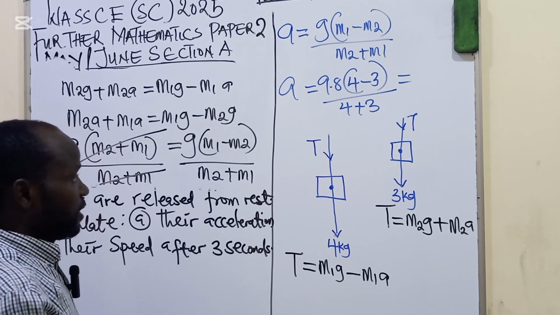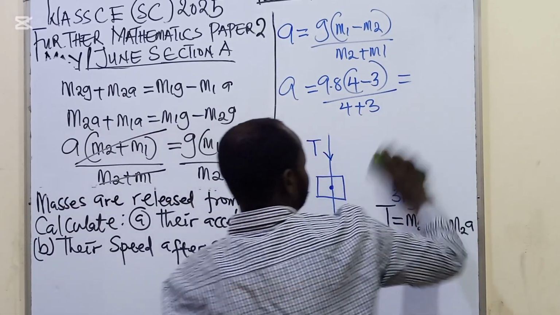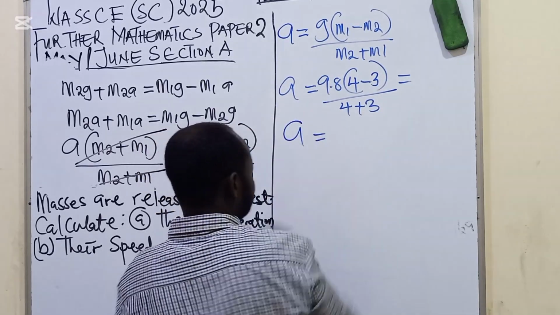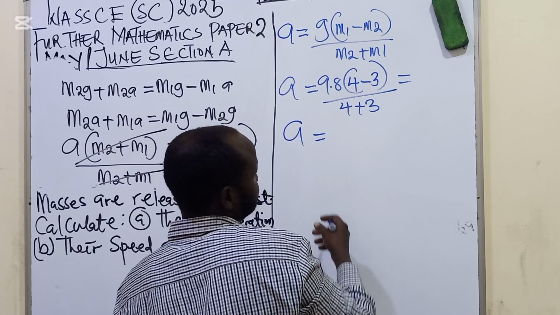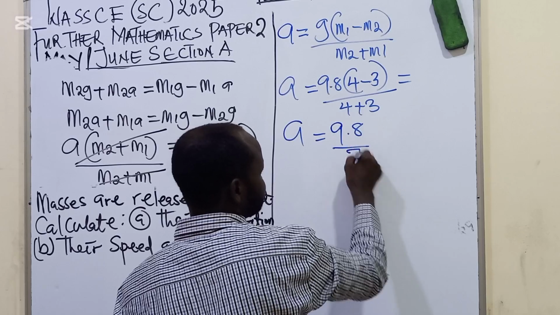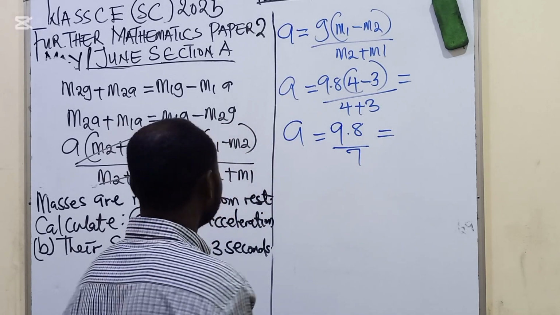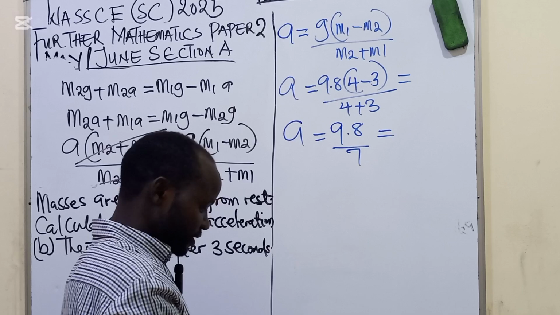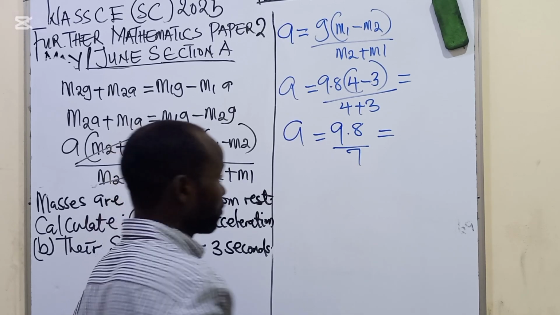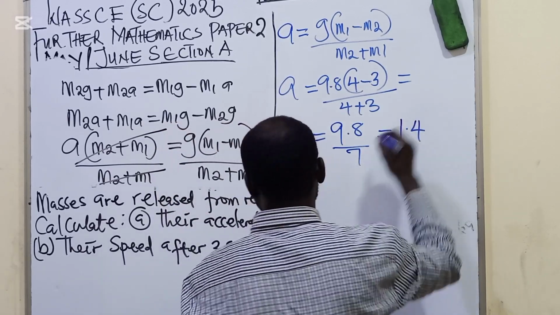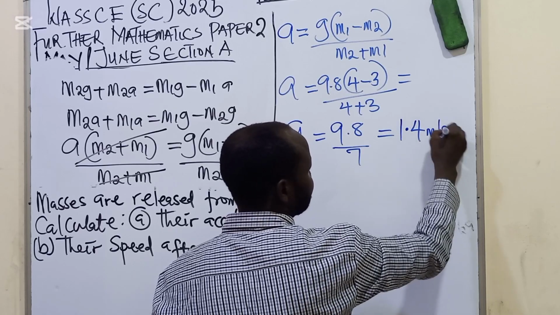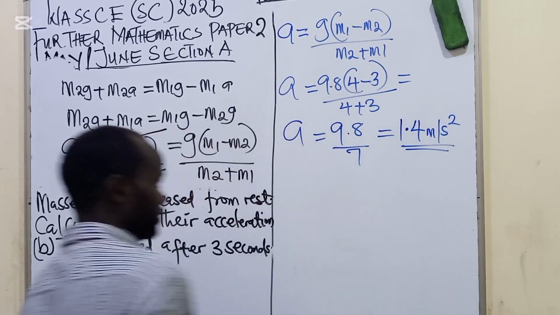Very important. Let me simplify this further. Let me remove the pulley as I said. This will be a now equals 4 minus 3, which is 1, times 9.8, that will be 9.8, divided by 4 plus 3, that's 7. The acceleration now that we are looking for will be 9.8 divided by 7, that will be 1.4. So we are asked to find the acceleration. The acceleration will be 1.4 meter per second squared. So this will be the acceleration.